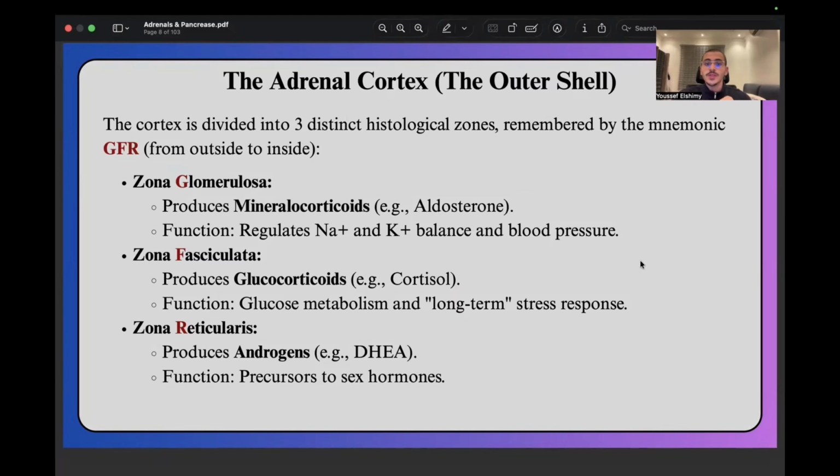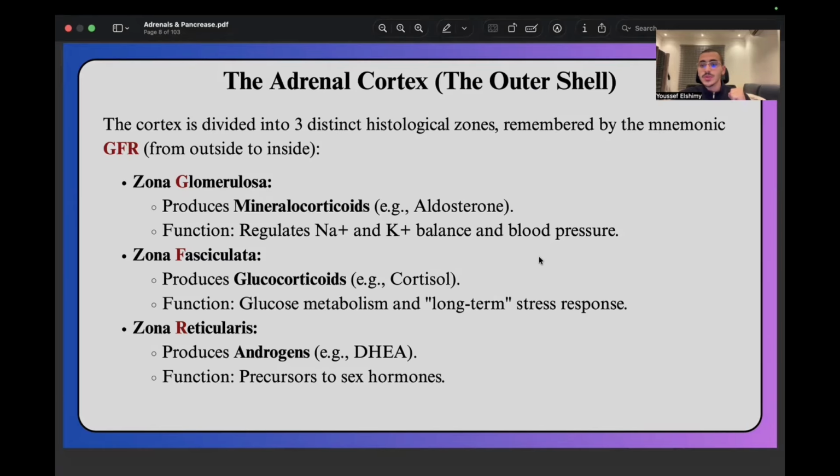All right. Okay, so now we covered the vasculature part. Let's talk in more detail about the adrenal cortex. We mentioned that the adrenal gland is divided into cortex and medulla. Let's talk more about the adrenal cortex, which is the outer shell. The adrenal cortex itself is divided into three histological zones, and these three zones are remembered by the mnemonic GFR. Because the adrenal gland is above the kidney, in order to memorize the three zones from outside to inside, use the GFR mnemonic.